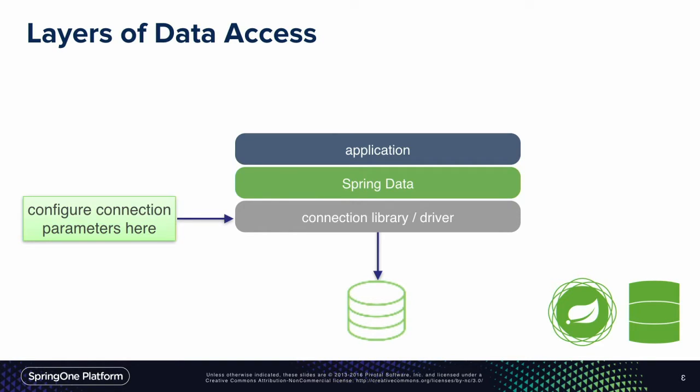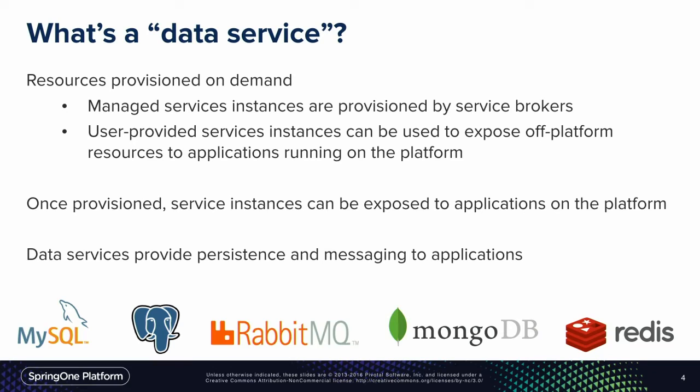So in all of those cases, you've got the Spring Data library, and then you've got some other library that is facilitating the connection to the backend data source, and that library has to be configured with the location of the thing that you want to talk to. So a host and a port and a username and a password and that sort of thing. So configuring these connection parameters is really what this whole talk is about, and how you get those connection parameters configured in to talk to one of these data services.